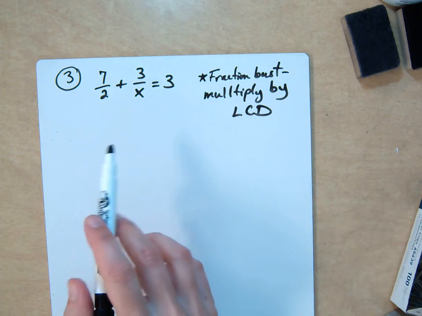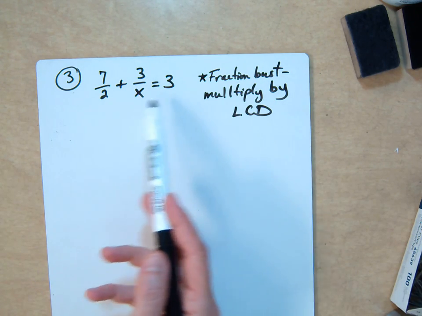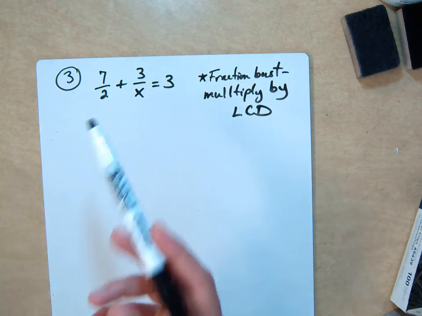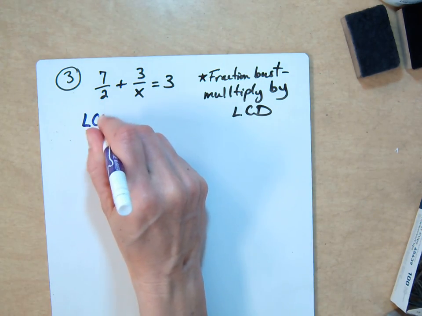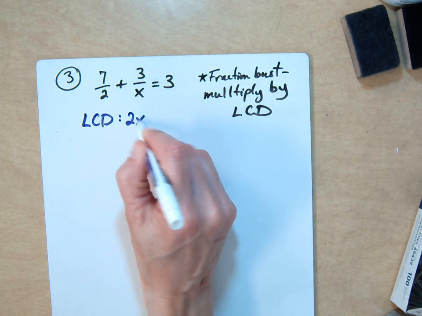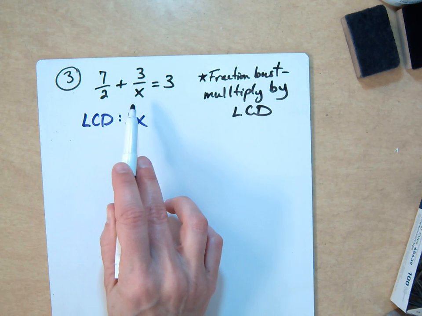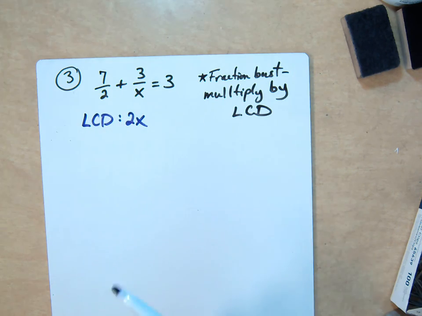So the lowest common denominator is what you would use if you were trying to add these 2 fractions together. What would it be? 2 is part of it. The lowest common denominator is 2x. It includes a little bit of both. If you wanted to add these together, you would have to get a common denominator of 2x. So that will get rid of everything.